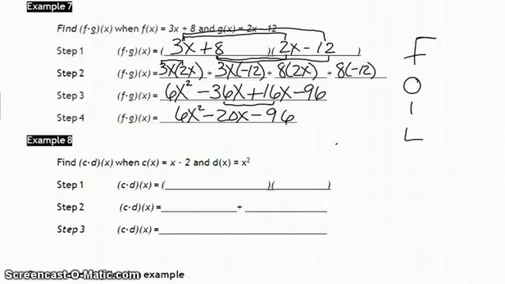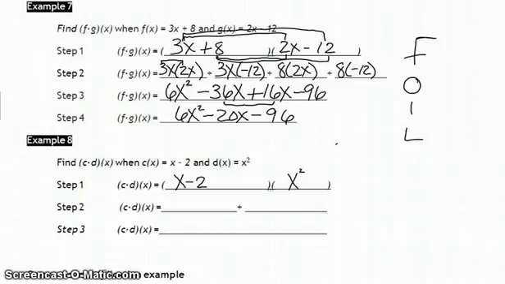Okay, let's see how you did. Example 8 says to find c times d of x, where c of x equals x minus 2 and d of x equals x squared. Step 1, replace the functions with their expressions. So I'm going to have x minus 2 for c, x squared for d of x.